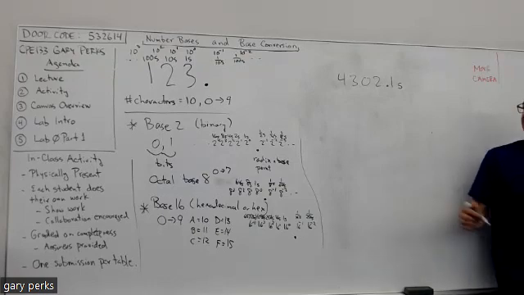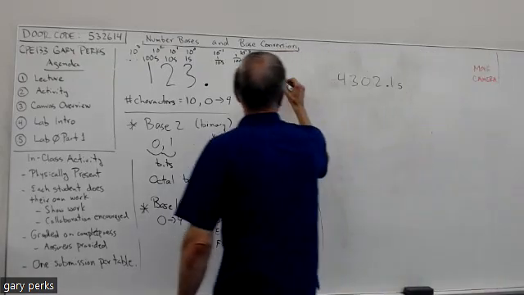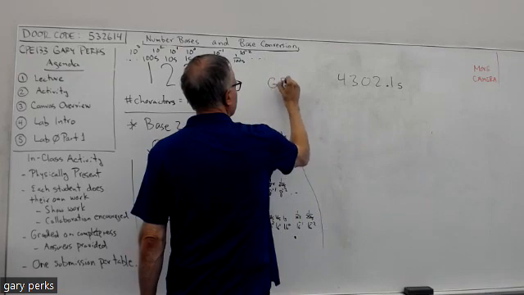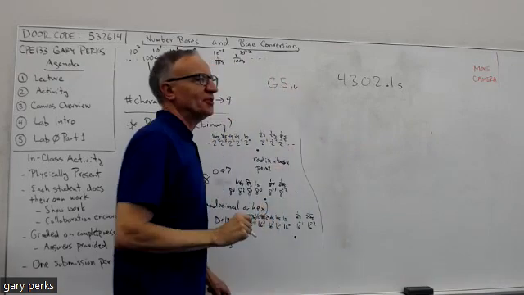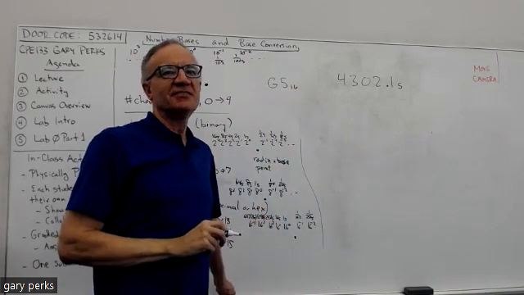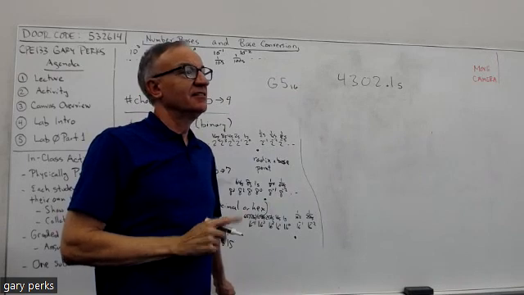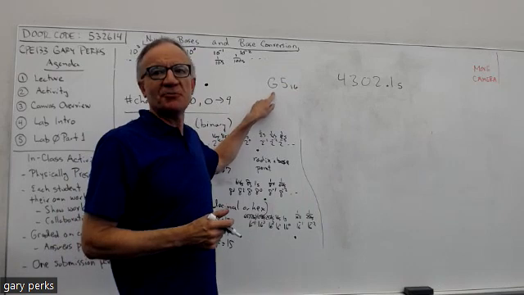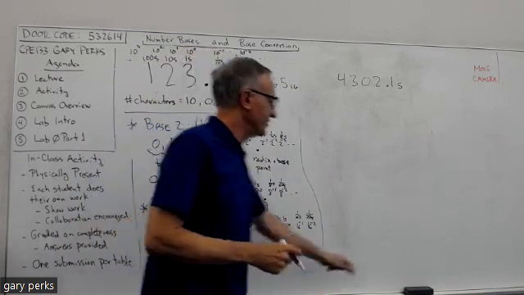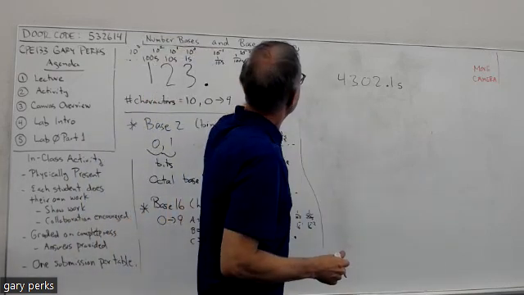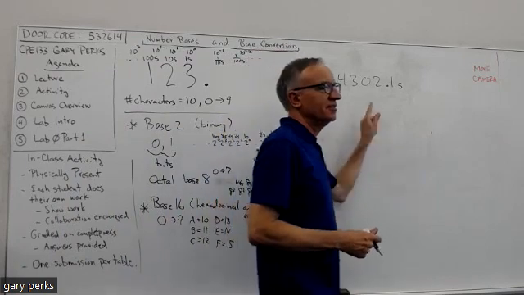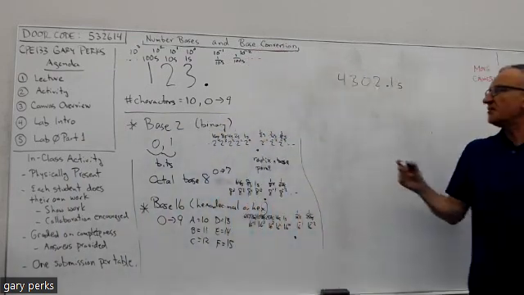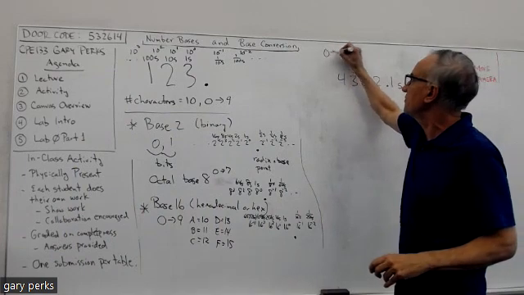In hexadecimal, would this be a valid hexadecimal number? Why is it not valid? G is not. Right, because we don't have G in base 16, right? We only go up to F because there's 16 characters. So is this a valid base 5 number? Yeah, right, because in base 5 you have 5 characters, 0 through 4.